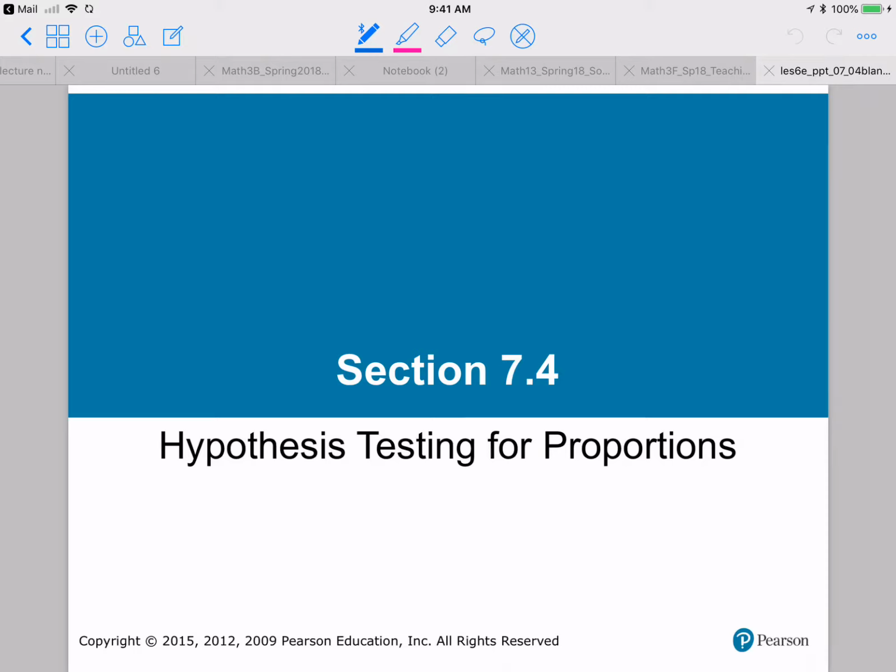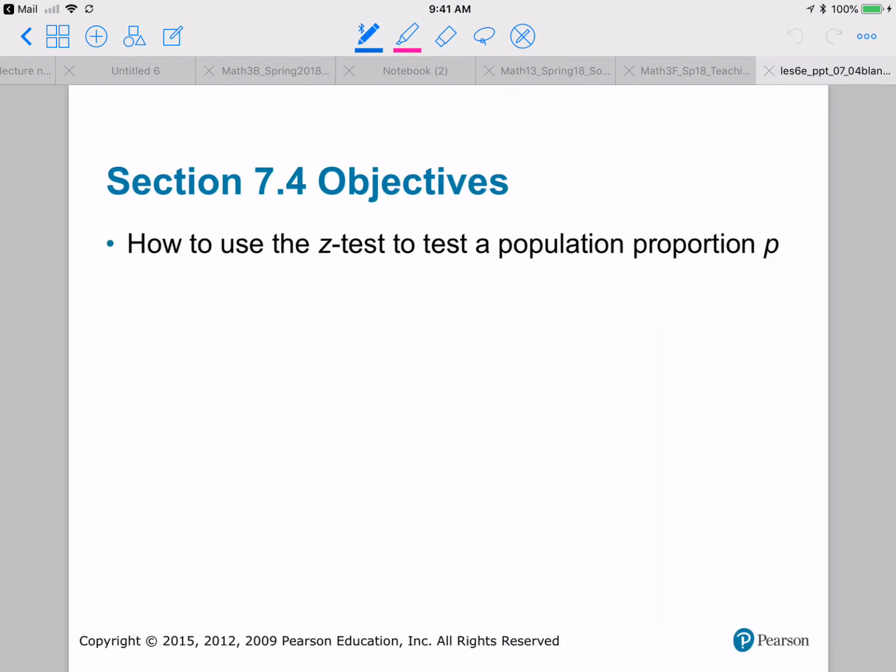Good morning. So we're going to continue our study of hypothesis testing, and now we're looking at hypothesis testing for proportions. We have one objective, and it is to learn how to use the z-test to test a population proportion P.